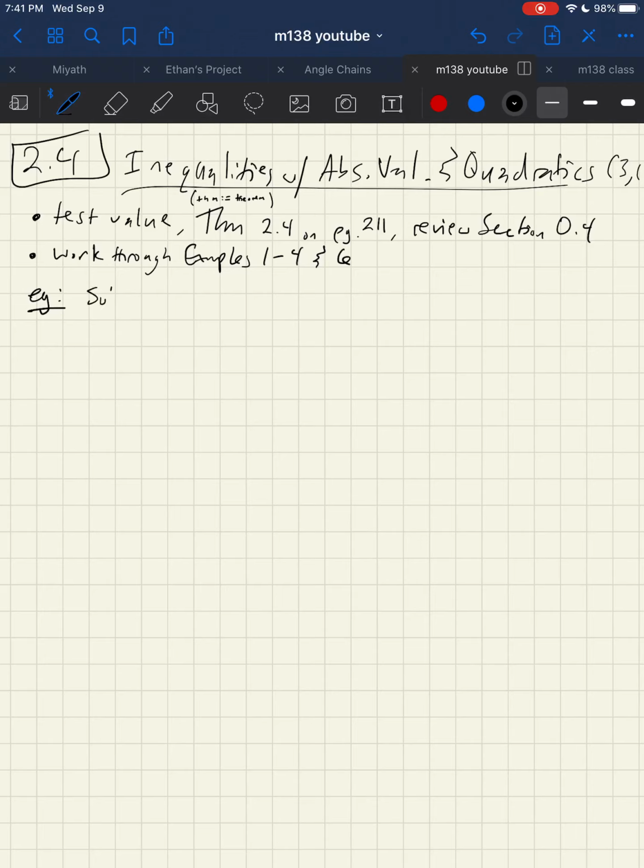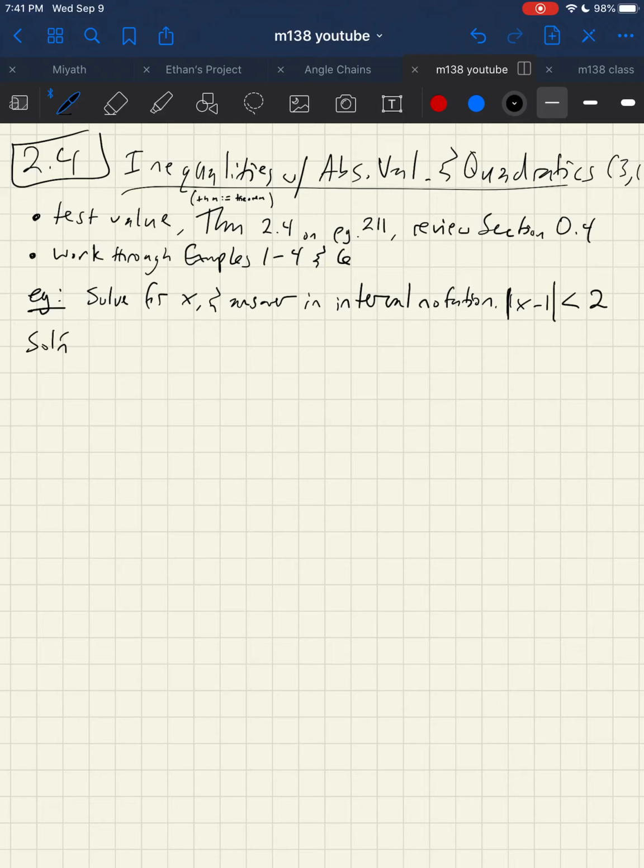So let's do an example. Solve for x. And here I'm going to be pesky and ask for the answer in interval notation. On a quiz or an exam, I probably won't specify interval notation, but I just want to do a little bit of this so that we're sure what means what. The absolute value of x minus 1 is strictly less than 2.